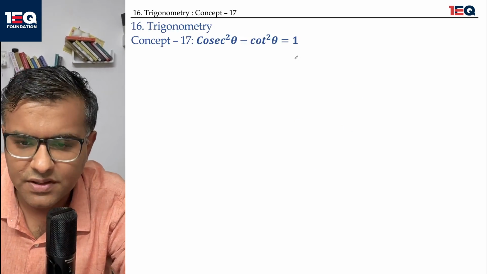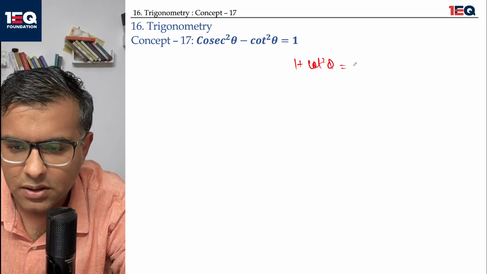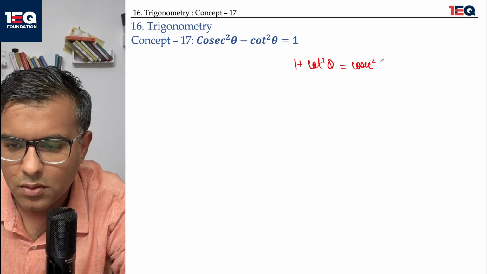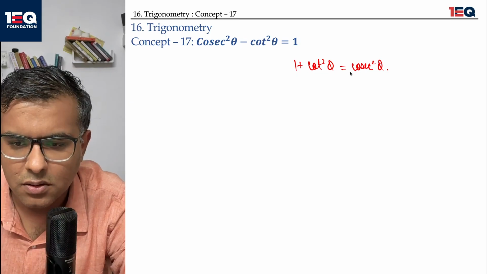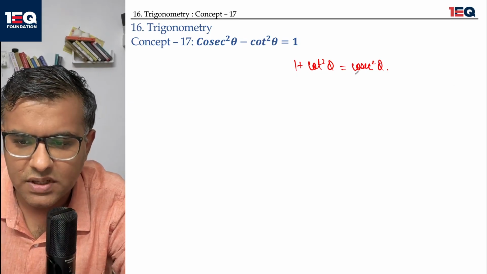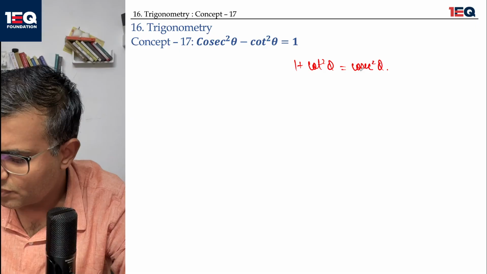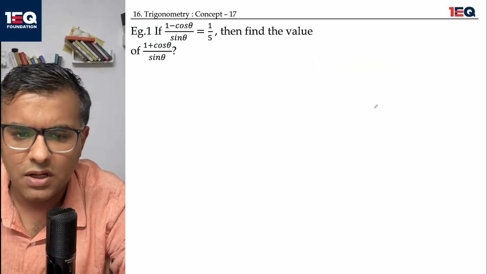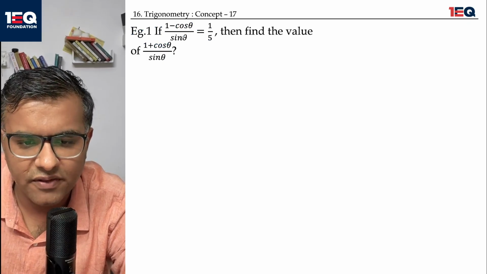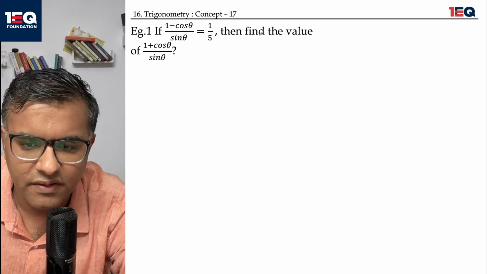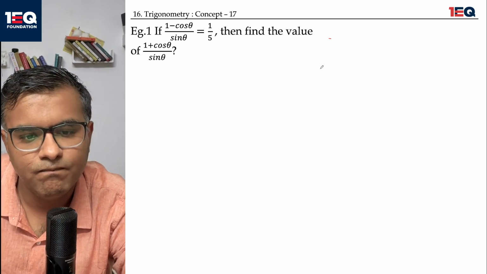In a very similar fashion, 1 plus cot square theta is equal to cosec square theta, right? 1 plus cot square theta is cosec square theta. Yeah, so I'll be using it here. It says 1 minus cos theta whole upon sine theta is equal to 1 by 5. Then find the value of 1 plus cos theta whole upon sine theta.